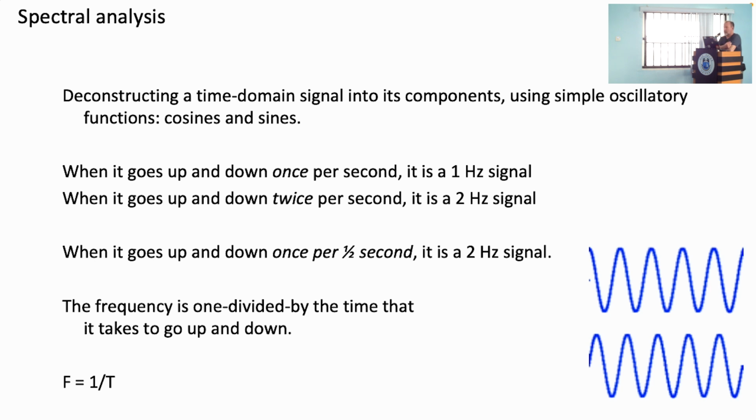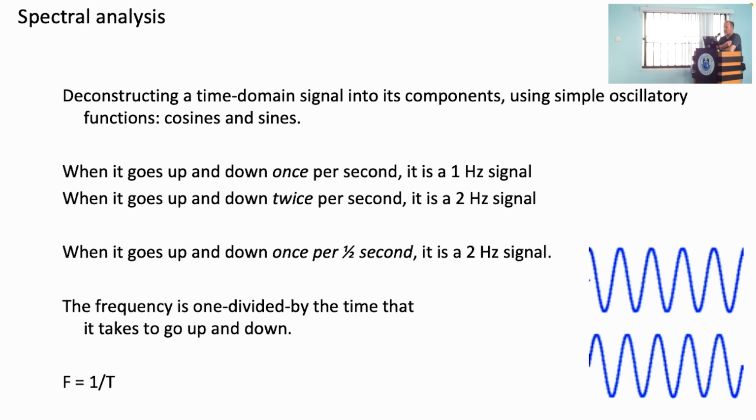Spectral analysis or Fourier analysis consists of deconstructing a time domain signal into its components. And the components that we use are simple oscillatory functions, so we have sines and cosines. One of the concepts that you have to understand here is the frequency. Frequency is expressed in hertz.